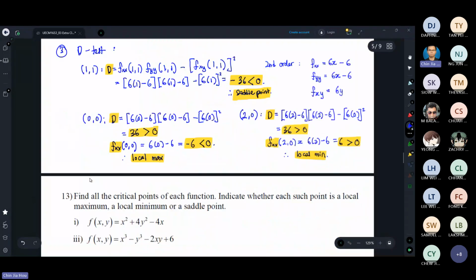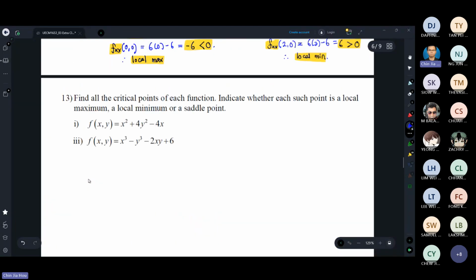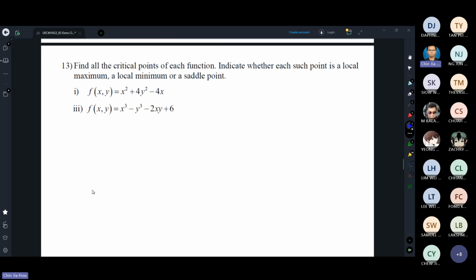All right, so the last question here, they are actually coming from the tutorial. So for coming from the tutorial, I don't think you are given the answer anywhere. Let me see. Yeah, actually you are given the answer. You are given the answer. So maybe let me do quickly for one of them.